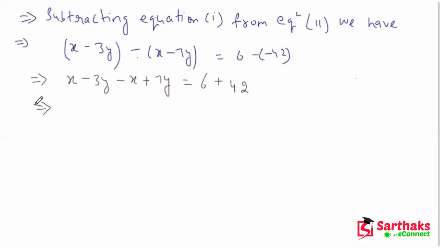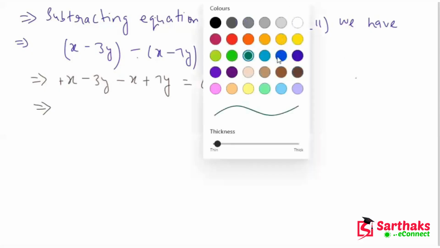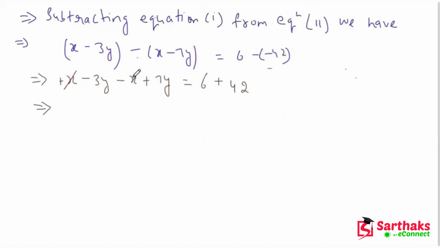Okay, I hope you get this point. Now listen to me very carefully, here x is positive and here it is negative, so we can cancel it. It becomes 0. Now the remaining part is minus 3y plus 7y, means 7 minus 3, we get 4y, and here we get 48. Now y is equal to 48 divided by 4, and it will become 12. Okay, so y is equal to 12.